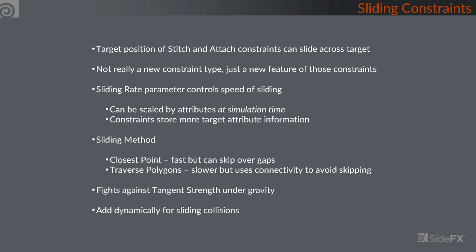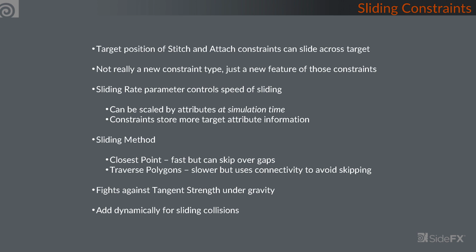So that primary parameter is just called sliding rate, which controls the speed of sliding. It can actually be scaled by attributes at simulation time. So this is different than most of the attribute scaling that we've seen so far in Vellum Constraints. In this case, the whole point of sliding is that the points that are involved in the constraint are going to change over time.